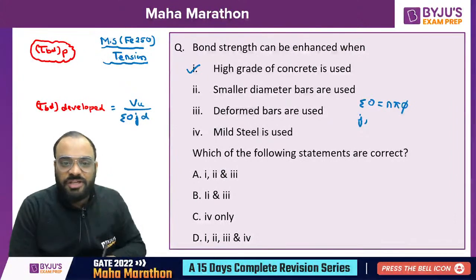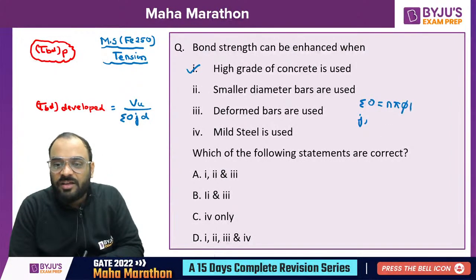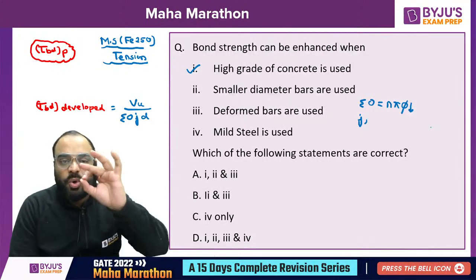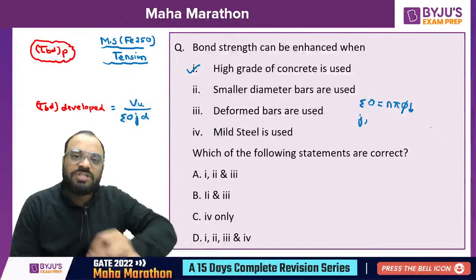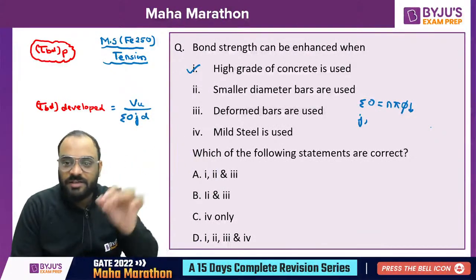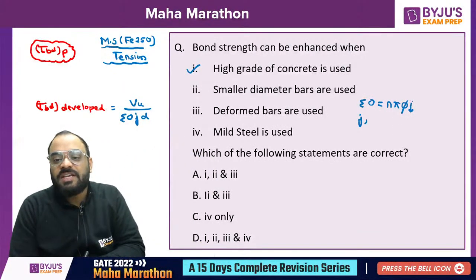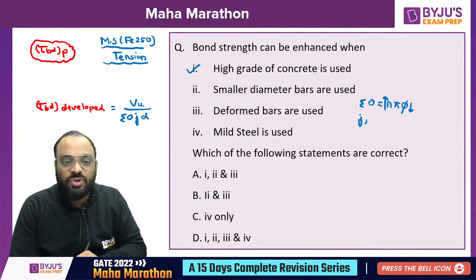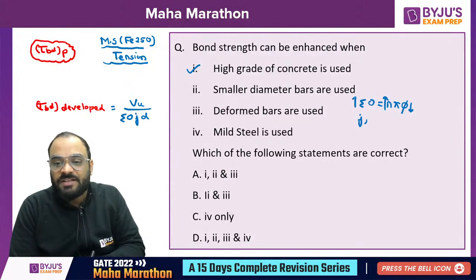So listen carefully. If you use the smaller dia, without changing the total area of steel which is required for our flexure, right? In that particular case, if you reduce the dia, then ultimately it will increase the number of bars, so that this summation O value will increase, right?